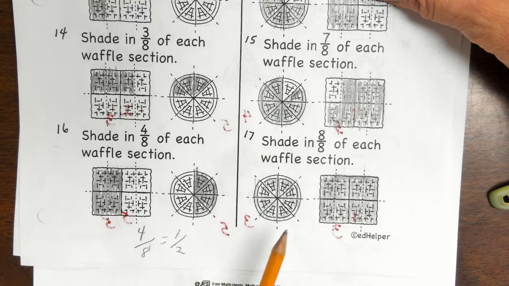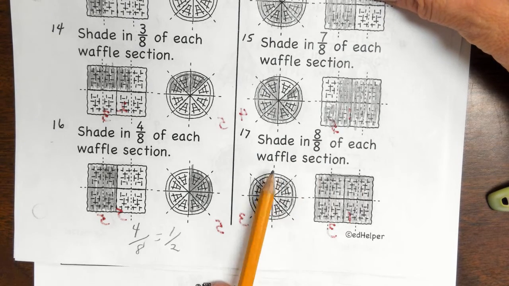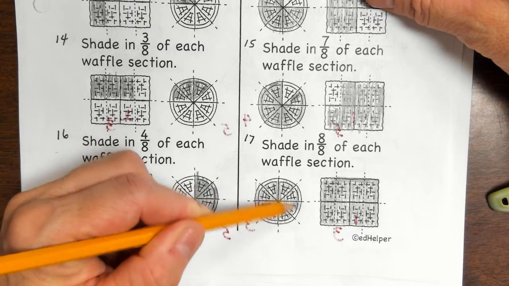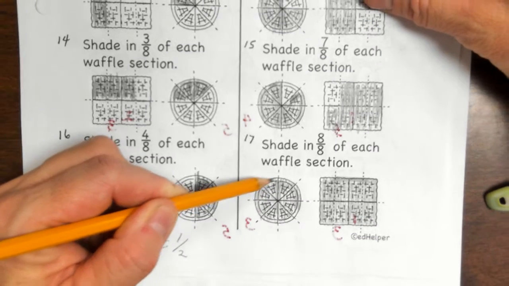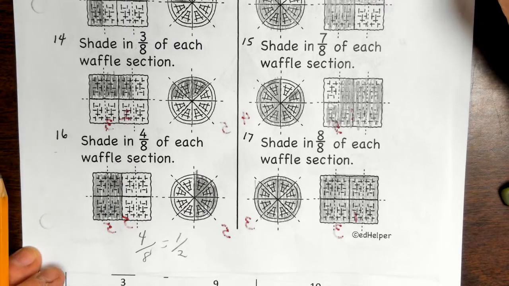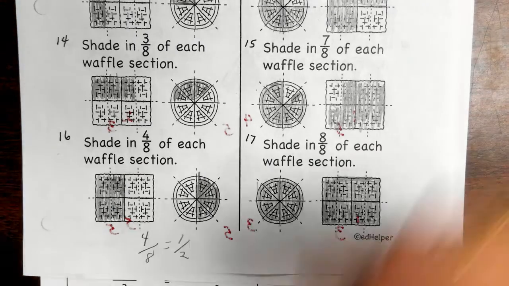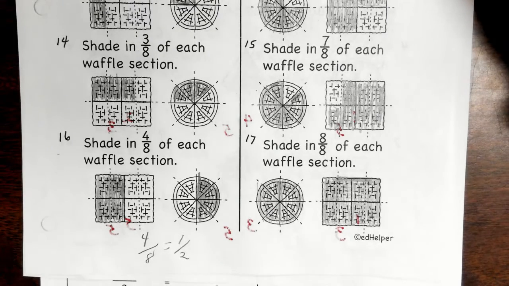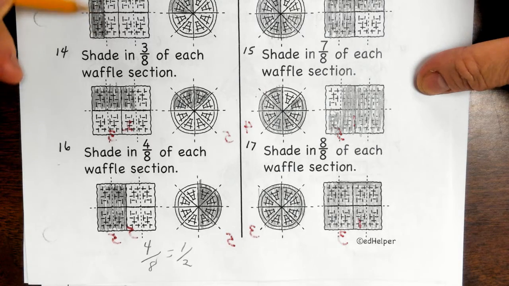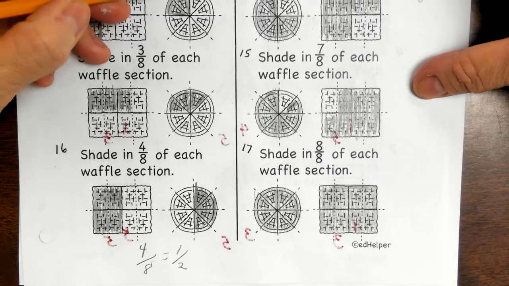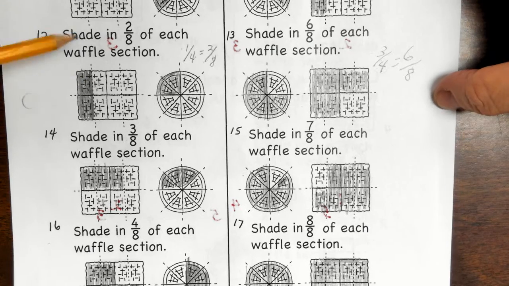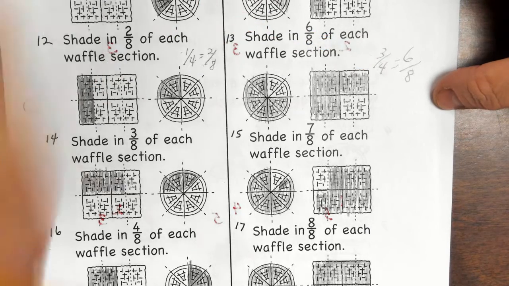And the last one here, number 17, asks us to shade 8/8 of each waffle section. And that would be the entire waffle. It's like if you're putting syrup on 8/8 of your waffle, you would cover your waffle in syrup. Okay? So the takeaway that I want you to have from this is that there are fractions that are equivalent to each other that are written with different denominators, and the numerator would be different too. 1/4 is equal to 2/8, and you can see that through the picture here. And 3/4 is equal to 6/8.